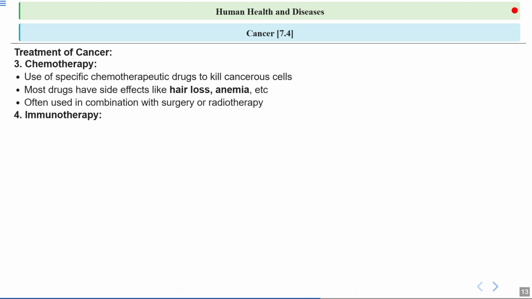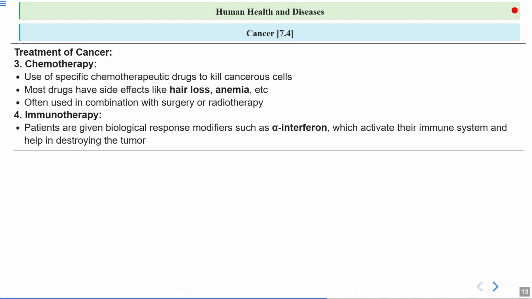The next method is immunotherapy. It works by stimulating the immune system to better recognize and attack abnormal cells like cancer. Immunotherapy is a treatment that helps your body's own immune system fight cancer. Okay, so here the immune system is activated so that you can fight cancers. Patients are given biological response modifiers such as alpha interferons, which activate their immune system and help in destroying the tumor.